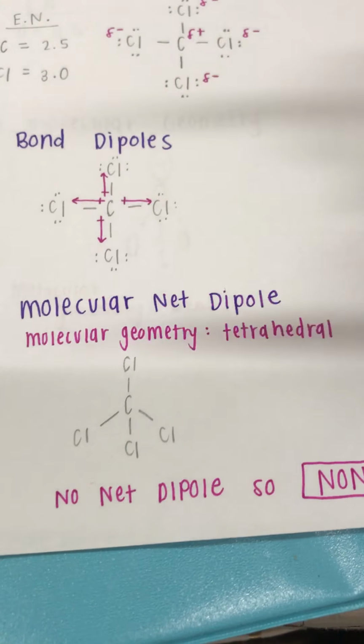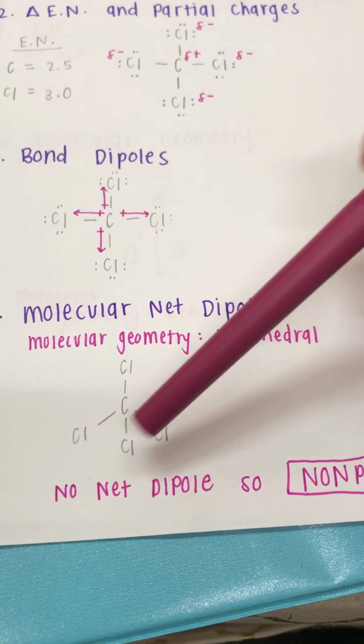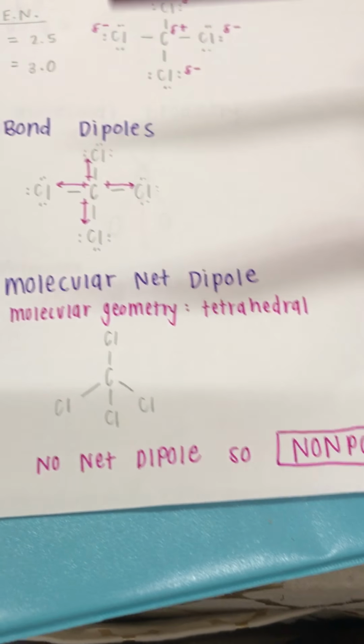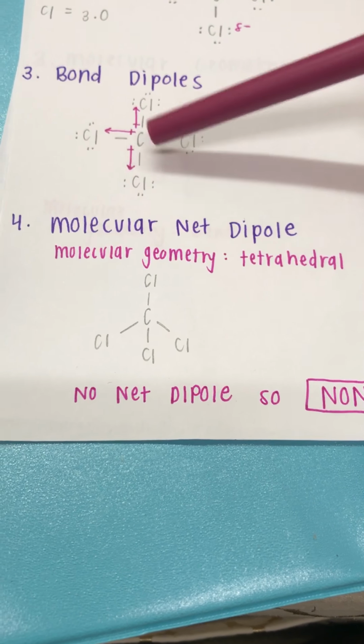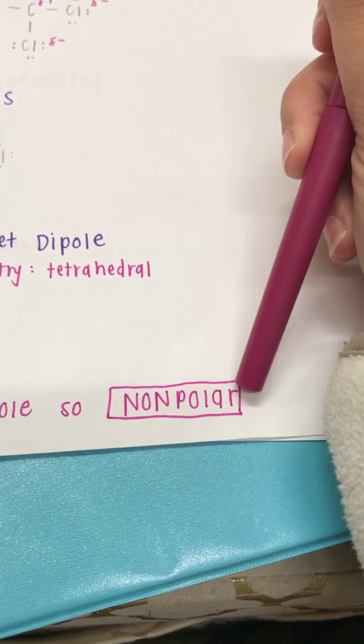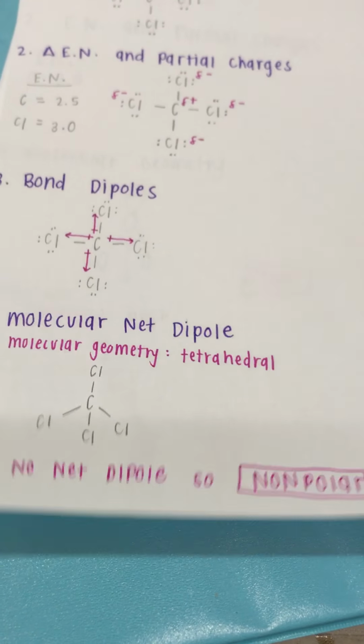Your molecular geometry, since it has 4 domains, it's going to be tetrahedral. There's going to be no net dipole because they're all going to cancel each other out. So this molecule is also nonpolar.